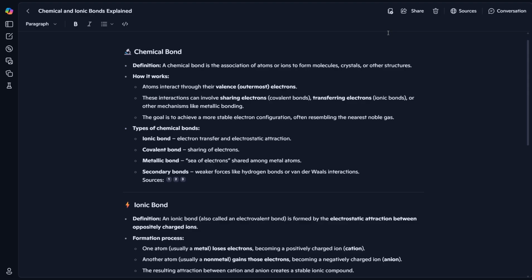Types of chemical bond. Ionic bond. Today I'll be covering ionic bond and chemical bond. Covalent bond, sharing of electrons. Metallic bond, sea of electrons shared among metal atoms. Secondary bonds, weaker forces like hydrogen bonds or van der Waals interactions.